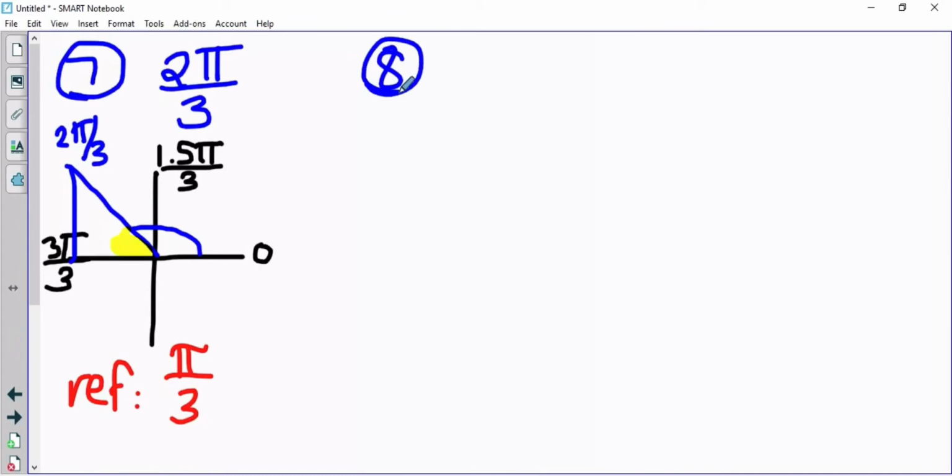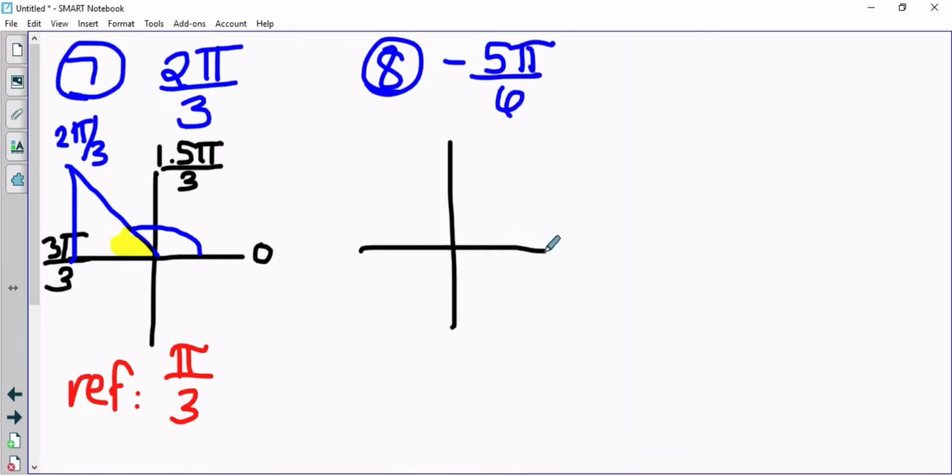Let's try number 8. This time I want us to try a negative angle. So let's try negative 5 pi over 6. Draw your XY axis. Here's 0. But because it's a negative angle, I'm going to rotate down. So if I rotate it around to here, it would be negative 6 pi over 6. Halfway there would be straight down, because remember, we're rotating in the negative direction. So negative 3 pi over 6, negative 6 pi over 6, and that's enough. I don't need to label anymore.